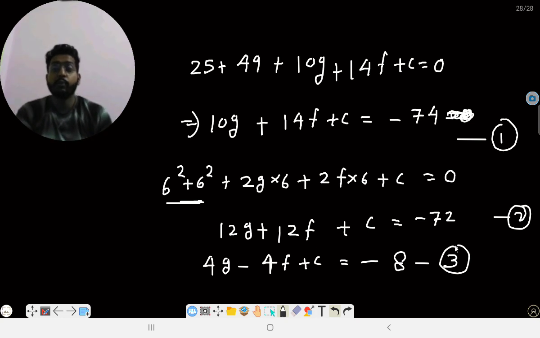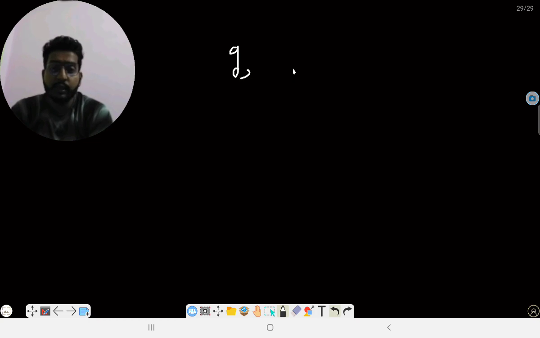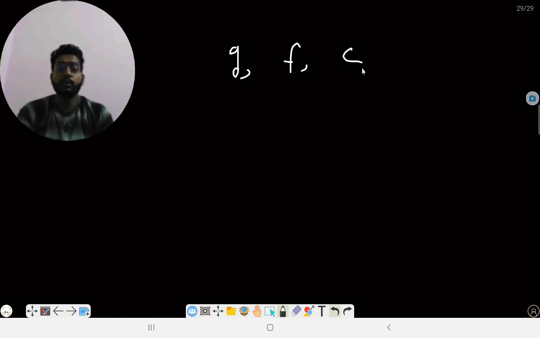Now from these 3 equations you have to solve and find the value of g, f, c. Now we know how to solve 2 equations. If 2 equations are given and there are 2 unknowns, we know how to solve that and find the variables. But now here there are 3 equations. Now how to solve 3 or more equations? Now what are the variables here? Look at here, the variables are g, f and c. So there are 3 variables. We know how to solve 2 variables. So how to solve this?